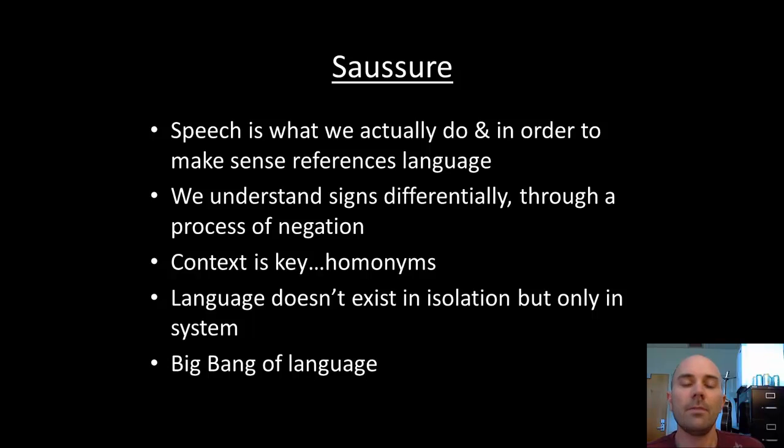And another key feature of structuralism, according to Saussure, is that language doesn't exist in isolation, but rather it exists within the system. And so the theorists talk about the Big Bang of language, which is to say that language has to be created in an instant. The rules of language have to be created all at one time. It's not a gradual accrual of rules and syntax and so forth, but the system has to come into being instantaneously, much in the way that astrophysicists talk about the universe coming into being in this instant, in this Big Bang.